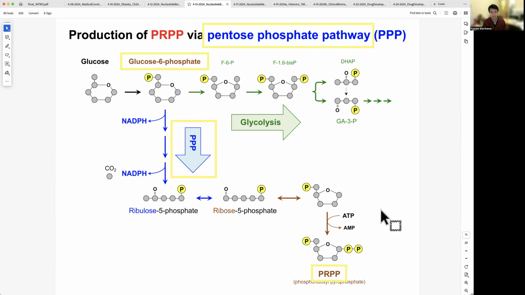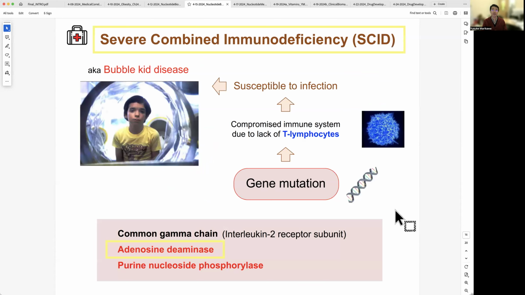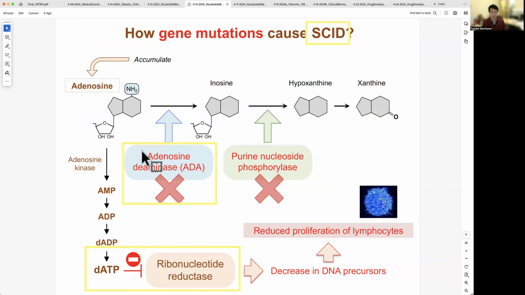Also, there's a disease, severe combined immunodeficiency, SCID. That's an immunological deficiency kind of disease. There are several genetic causes for SCID, but what you need to know is that adenosine deaminase deficiency results in SCID, because adenosine deaminase is involved in the conversion of adenosine to something else.